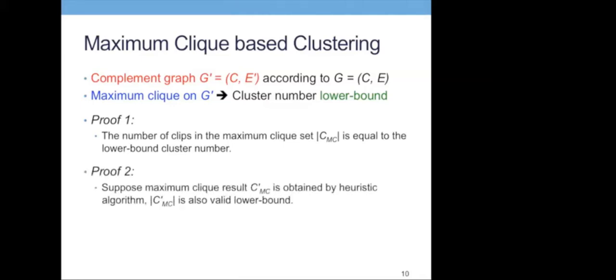Since the maximal clique problem is an NP problem, if a heuristic algorithm is used to solve it, its result is still valid as a lower bound of the optimal cluster number, and this proof is given in proof 2 in our paper. At last, the clip clustering problem is converted into a set covering problem, whose objective is to minimize the cluster number.